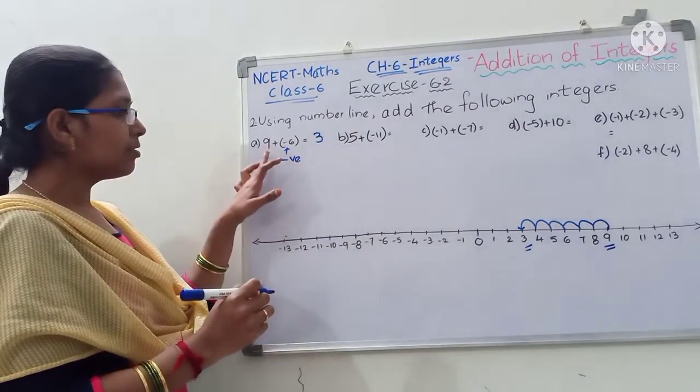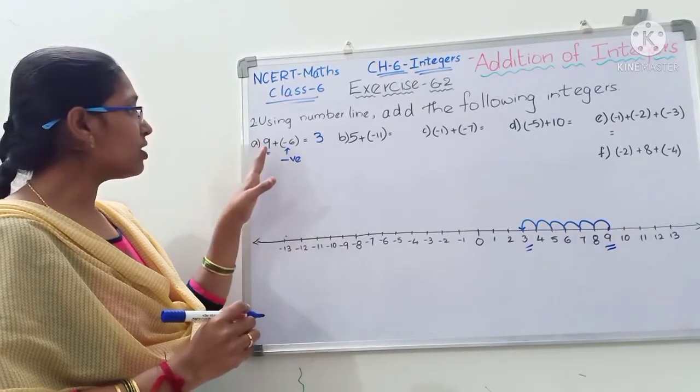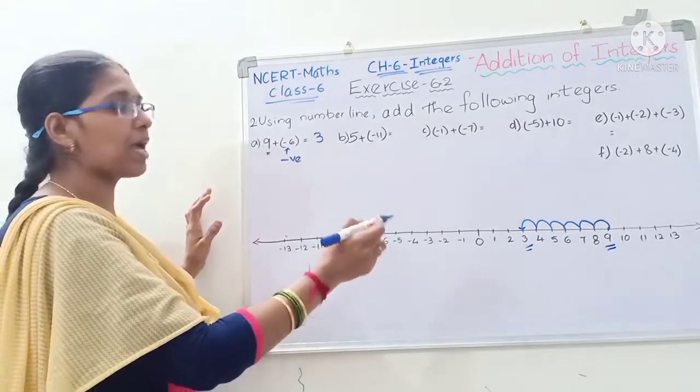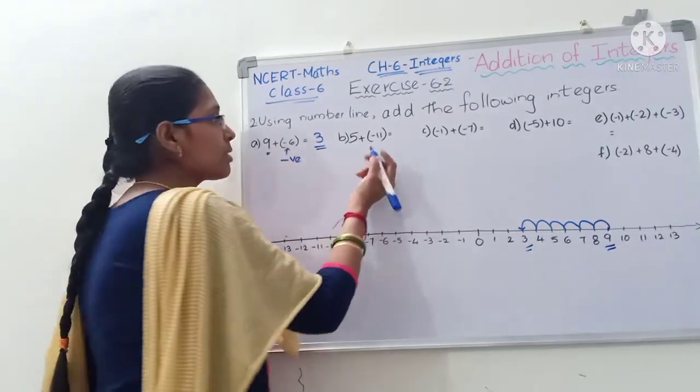From 9, you move 6 steps. Why did you move 6 steps back? Because we are adding a negative number. We are adding minus 6. So we move back from 9. We got the answer as 3. Let's solve the next problem.